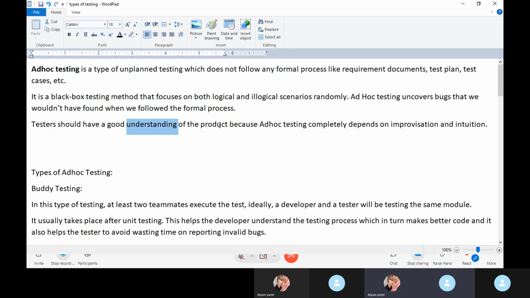Yes, ad hoc testing we do in the industry.